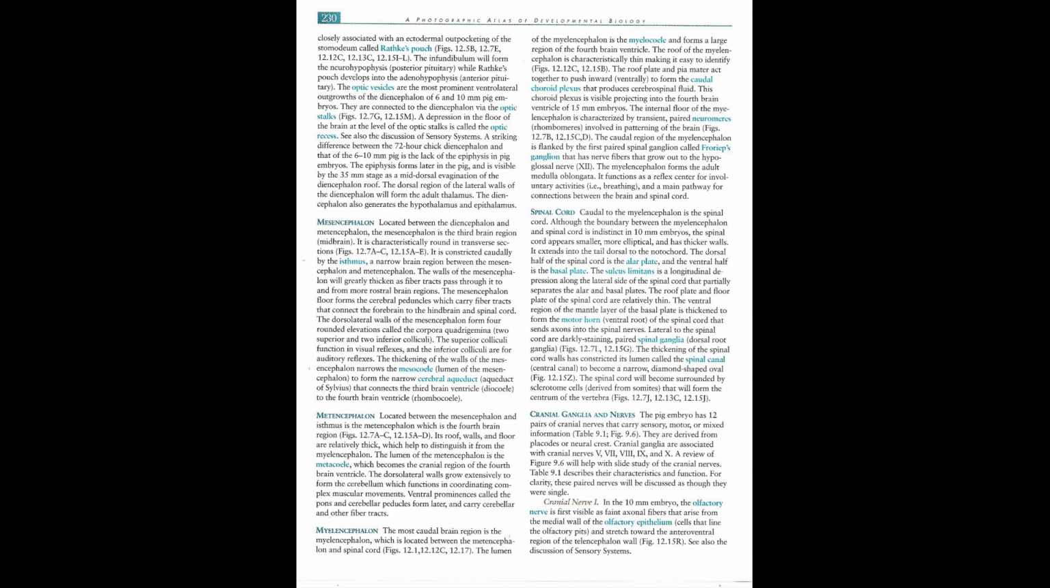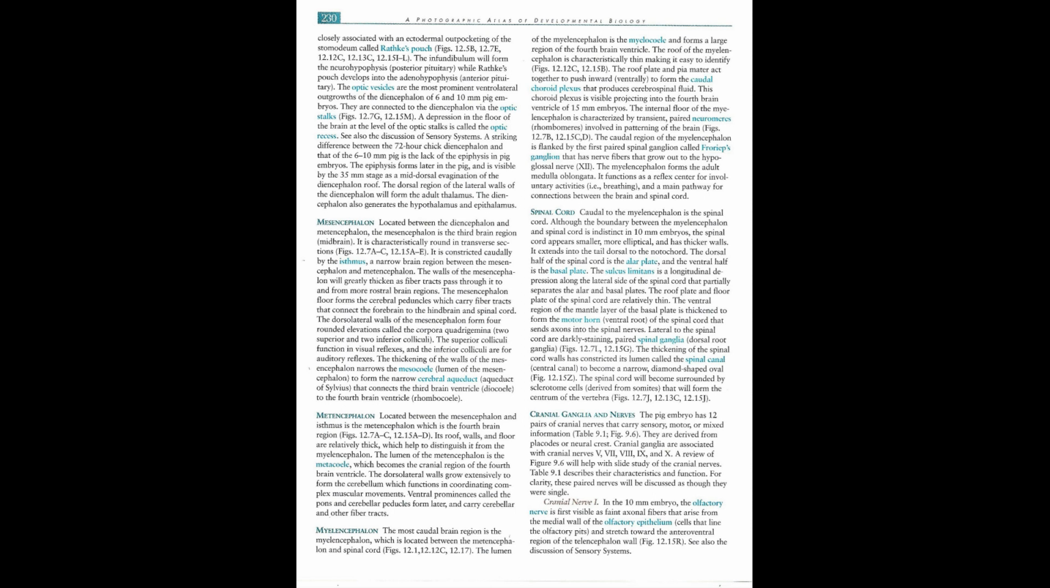A striking difference between the 72-hour chick diencephalon and that of the 6 to 10 mm pig is the lack of the epiphysis in pig embryos. The epiphysis forms later in the pig, and is visible by the 35 mm stage as a mid-dorsal evagination of the diencephalon roof. The dorsal region of the lateral walls of the diencephalon will form the adult thalamus. The diencephalon also generates the hypothalamus and epithalamus.